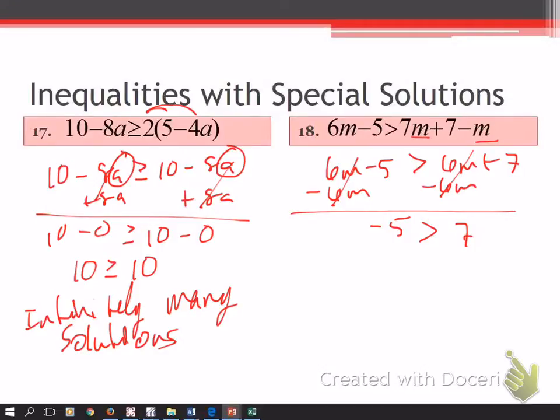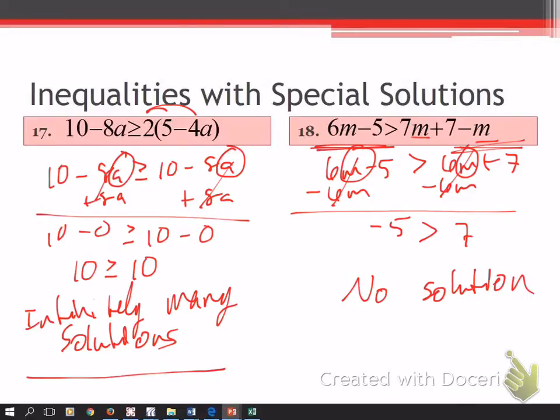It never is. So if we go back up one step, that means whatever I plug in for m, this left side will never be greater than the right side. Never. So this is no solution. Since there are no solutions, there's no need to graph it. If we go back, infinitely many solutions, how do you graph that? Well, infinitely many solutions means that no matter what you put on the number line, we're going to shade in the entire number line because everything's a solution. Okay?